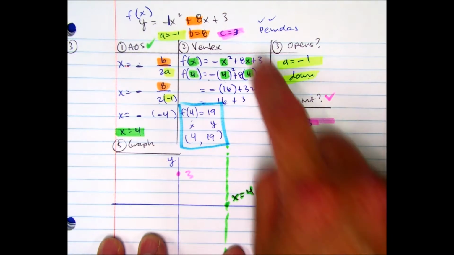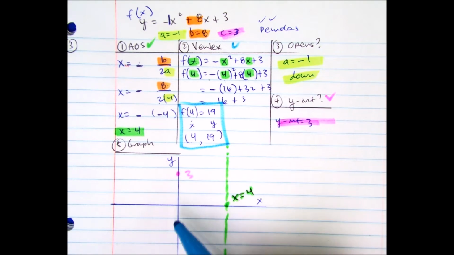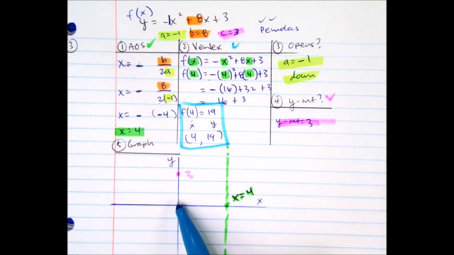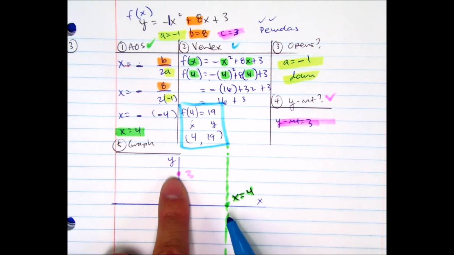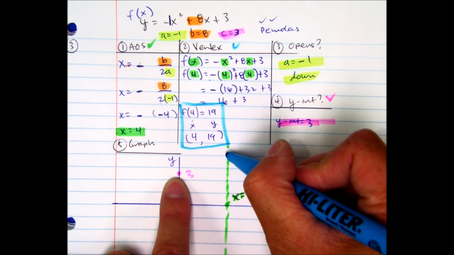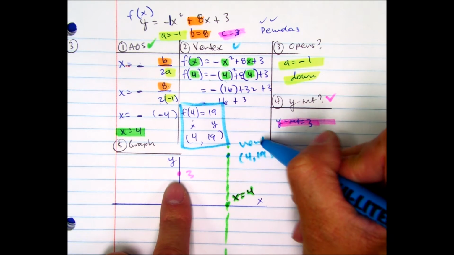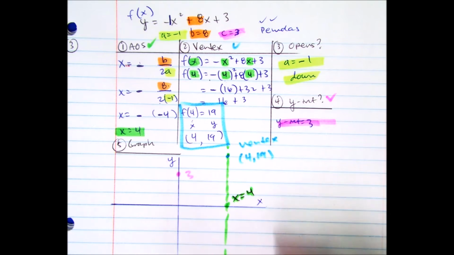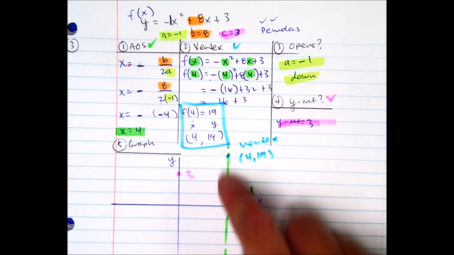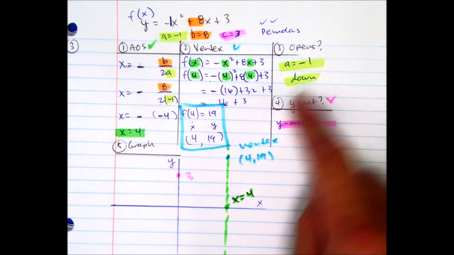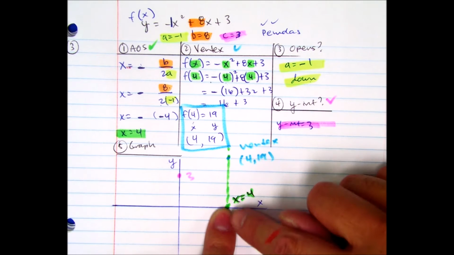The next thing we're going to do is the vertex. Where do I go from the origin? Right, how much? 4. Now what? Look, that's why I don't do tick marks. I can just say that's 19. 4, comma, 19. That's my vertex. Remember, the vertex is where? On the axis of symmetry, the line of symmetry. So I've got my y-intercept, my axis of symmetry, and my vertex is on there.